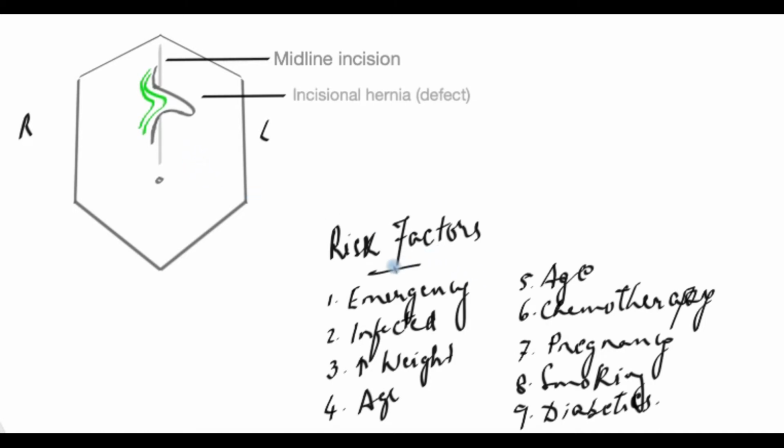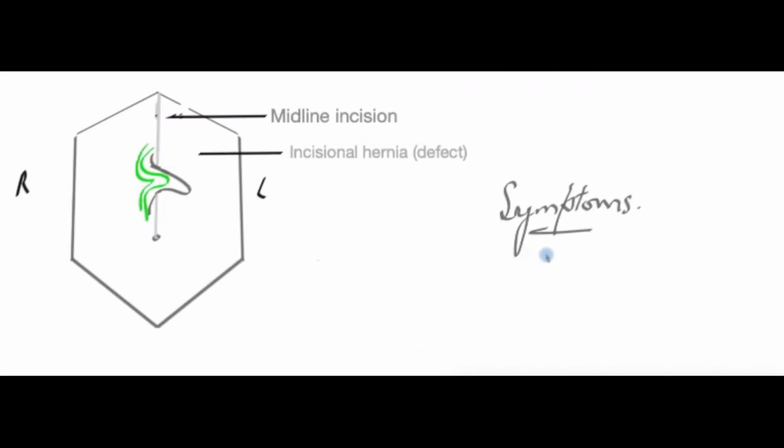So let's look at the risk factors as to why it appears in certain people. So here's a number of factors. Emergency surgery, patients who have infection in their wounds after their operation, patients who are overweight or who are in the elderly population group, those who've had chemotherapy or are undergoing chemotherapy would not heal their wounds quite well, pregnant women, people who smoke, and diabetics.